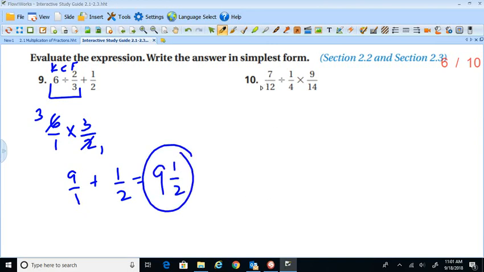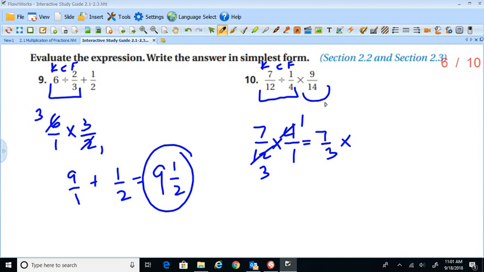Number 10, I have division and multiplication. Order of operations, I have to go from left to right, so I must do the division portion first. Keep, change, flip. 7/12 times the reciprocal, 4 over 1. That becomes 1, cross simplify, and a 3. I get 7/3. I'm going to leave it as an improper fraction for the time being, because I still have to now multiply by 9/14. 7/3 times 9/14. Cross simplify if possible. That's a 1, that becomes a 2.